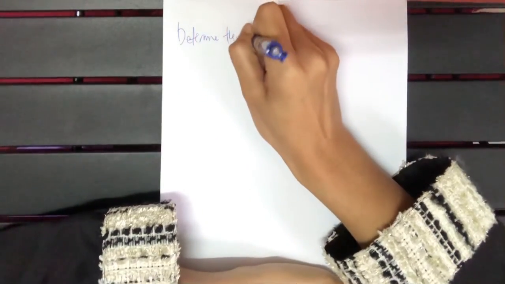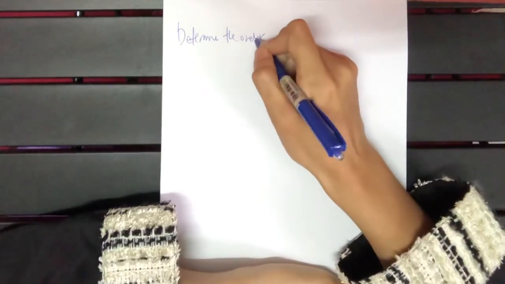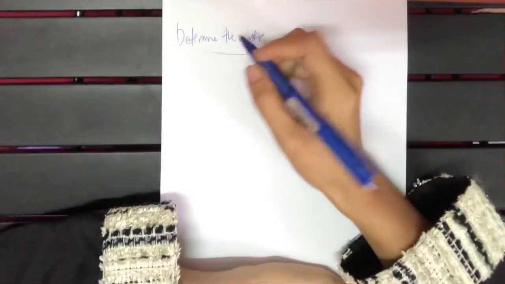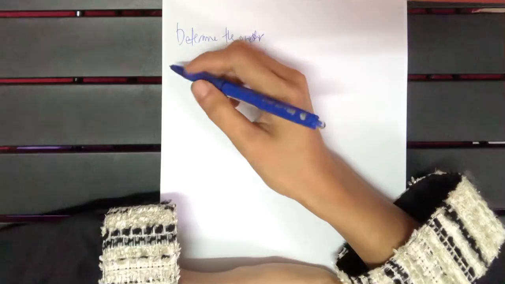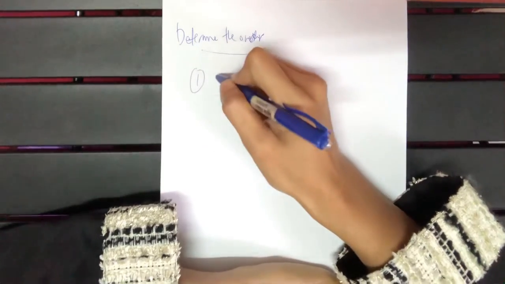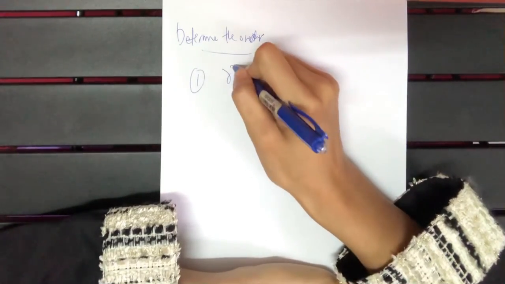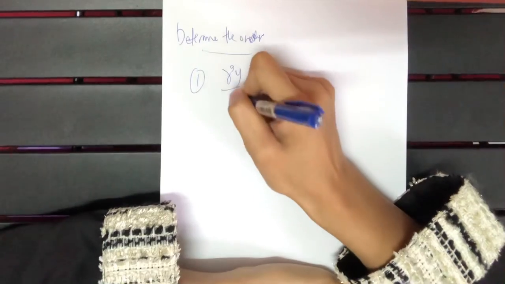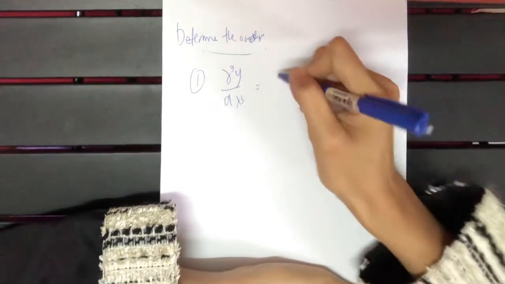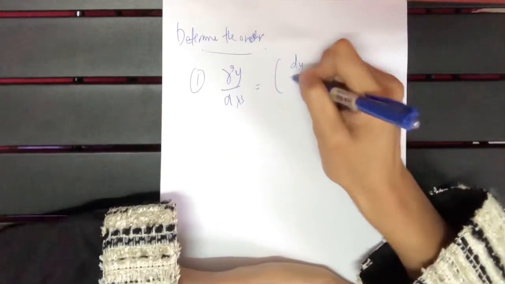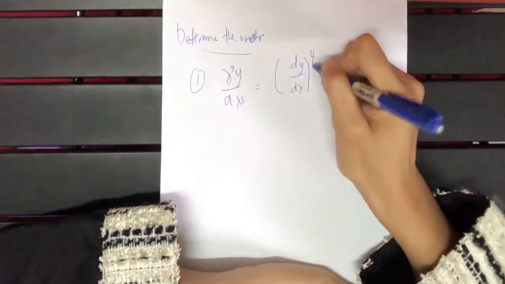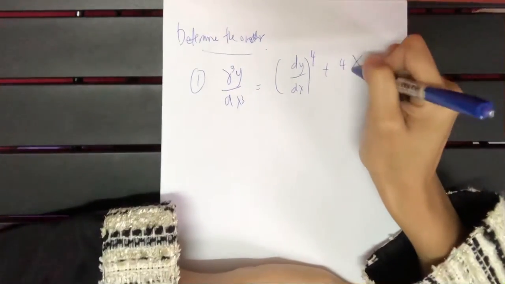the order. Sorry, okay, determine the order. Okay, I give one example. The first one: we have d cubed y over dx cubed equal to (dy/dx) to the power 4 plus 4x.